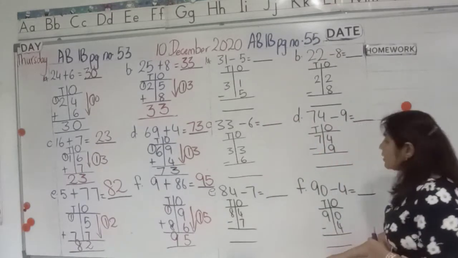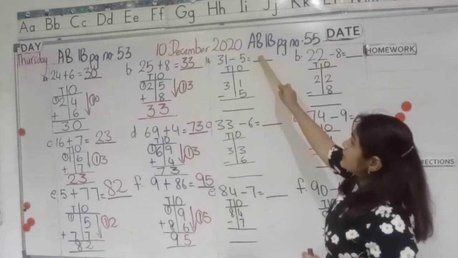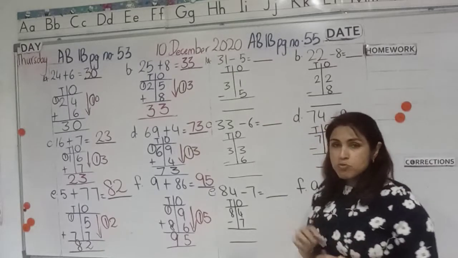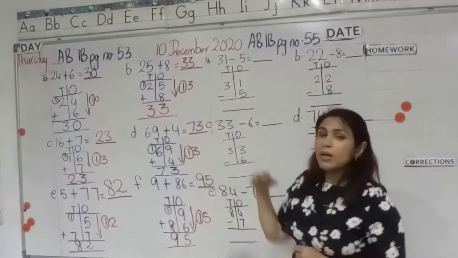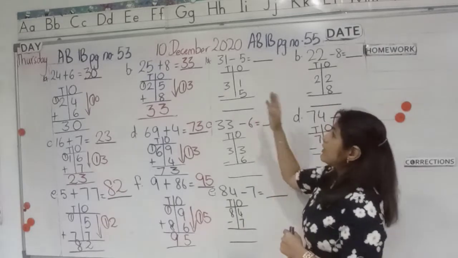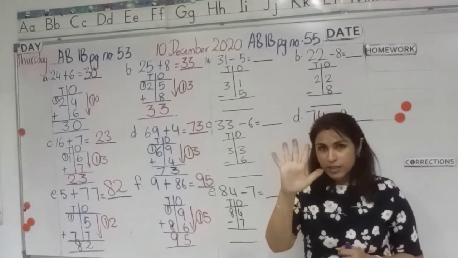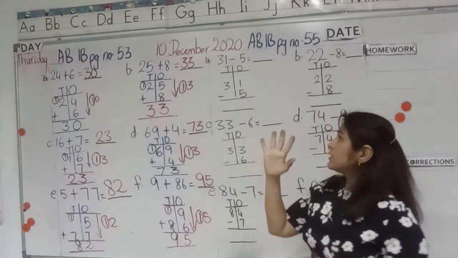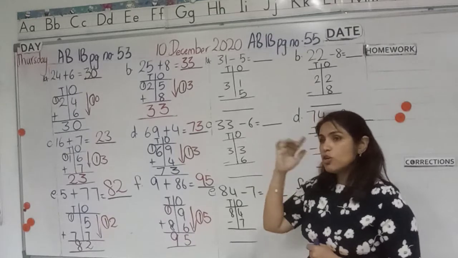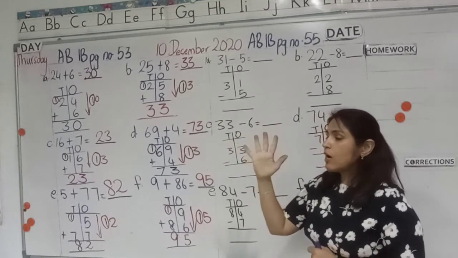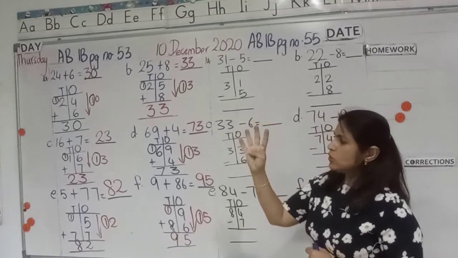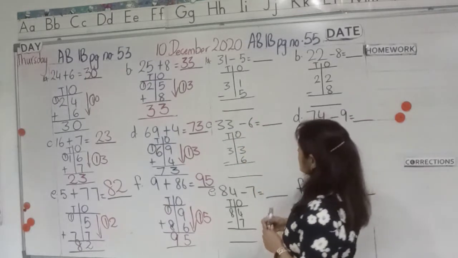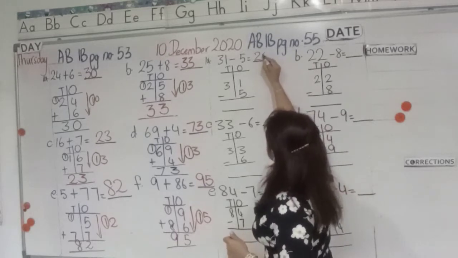Alright, let's look here. We do mental maths first and then we do the table. 31 minus 5. Subtraction is all about backward counting. 31 in your brain, 5 on your fingers. Backward count from 31: 30, 29, 28, 27, 26. Okay, we write here 26.